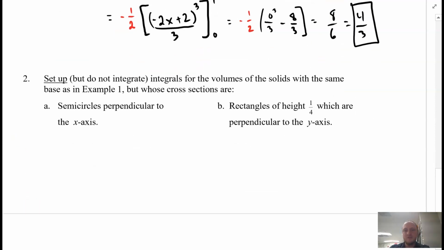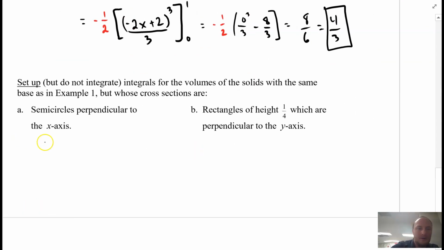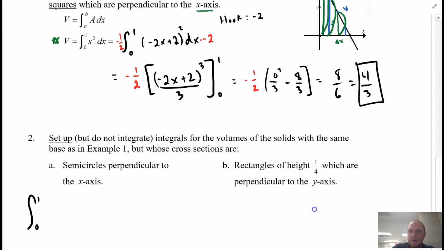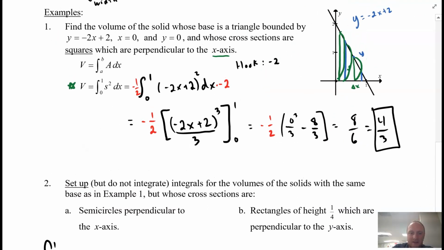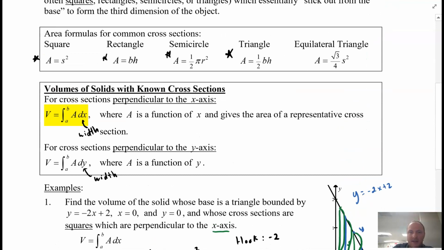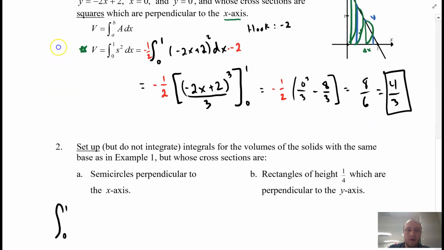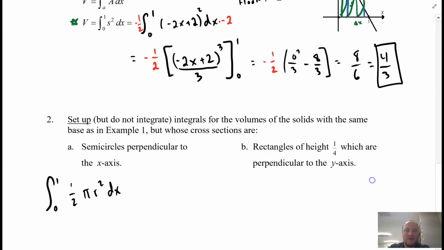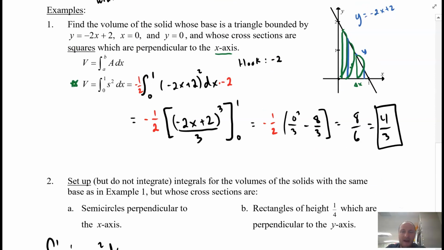So what I want to do is go ahead and integrate from 0 to 1 of this distance. So I need to represent that value. Well, the area of a semicircle, and they give it to us, is 1/2 pi r squared. So 1/2 pi r squared, and I want to integrate with respect to x. But notice I have an r. I want this to be in terms of x, so I need to replace my radius.